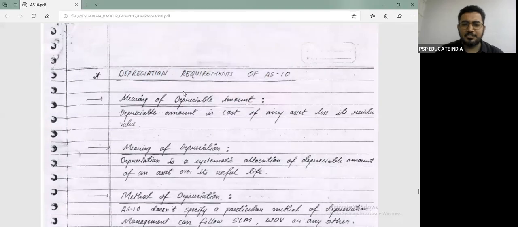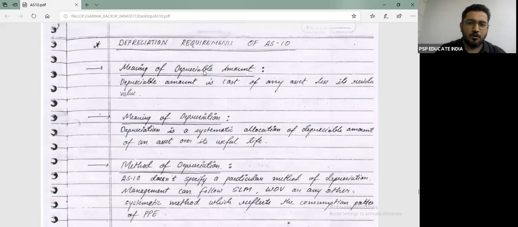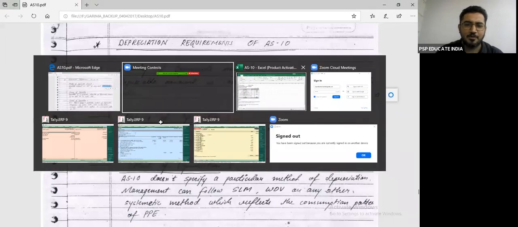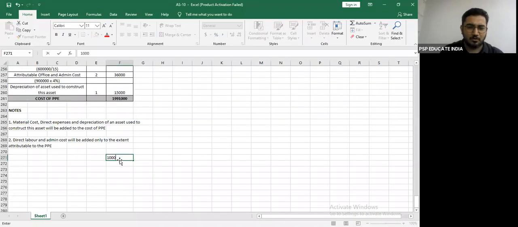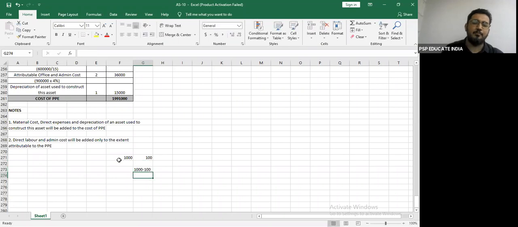It says depreciation requirements of AS-10. What is the meaning of depreciable amount? 11th standard में आपने पढ़ा था. Depreciable amount is the cost of any asset less its residual value. So say for example, the cost of my asset is 1000 and the residual value is 100. तो SLM में आप क्या करते हो? 1000 minus 100 divide by useful life, say for example is 10 years. So you'll divide it by 10 years.